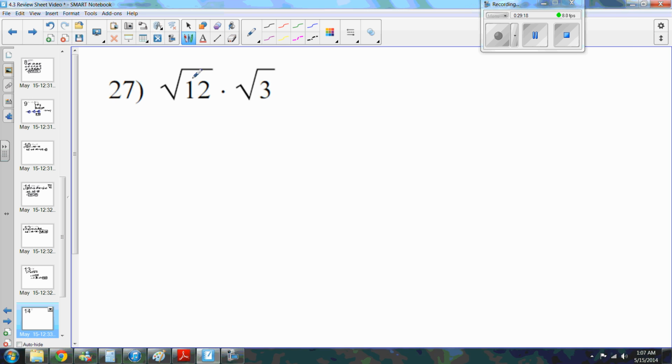Okay. How do I multiply these products? This is 1 times 1, so we don't need to multiply coefficients at all. We just multiply the radicals. So 12 times 3 is the square root of 36.